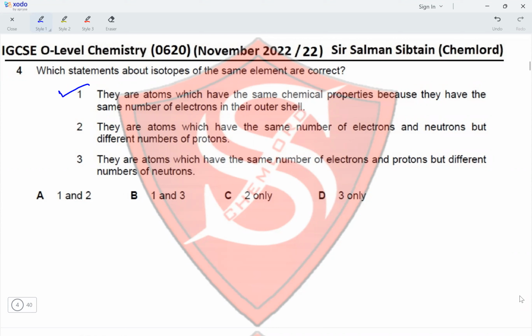Next, they are atoms which have the same number of electrons and neutrons but different number of protons. No, they have the same number of electrons and protons but different number of neutrons. So this is incorrect. And next, they are atoms which have the same number of electrons and protons but different number of neutrons. Yes, this is the definition of isotopes. Since statements 1 and 3 are correct, option B is the correct option for this question.